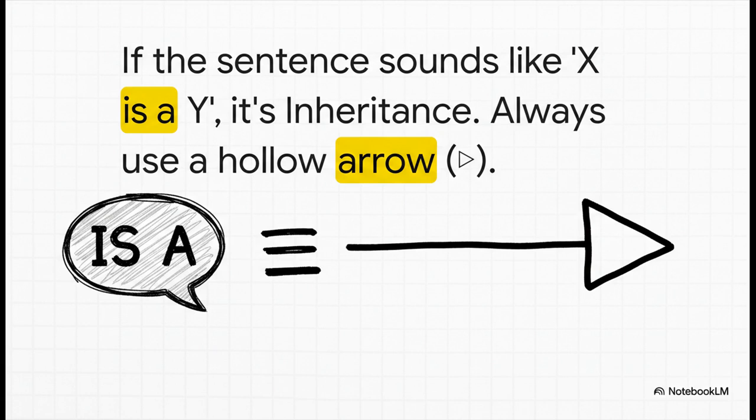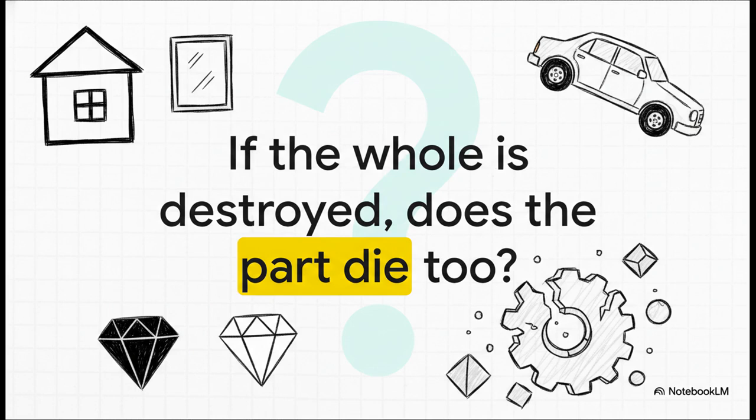Now what about the other path? Let's talk about the "has a" relationship. Okay, so what happens if your answer to question 1 was "has a"? Well, that's easy. It just means you have one more question to ask. And this is our second key question. If the whole thing is destroyed, does the part die with it? Your answer here decides which diamond you're going to use.